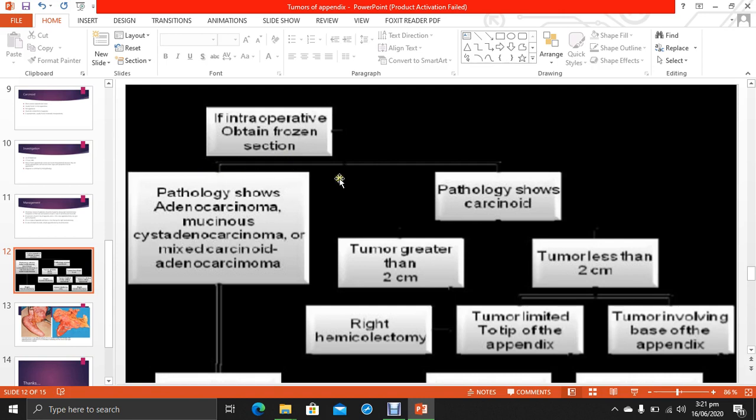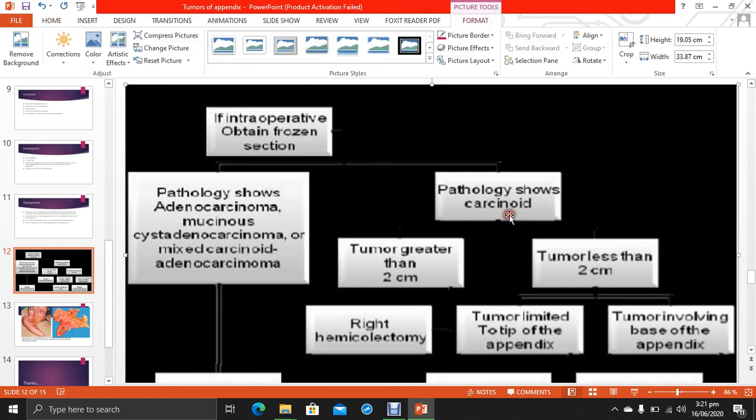If the pathology shows that this is an adenocarcinoma, mucinous carcinoma, cystadenocarcinoma, or mixed carcinoid tumor and adenocarcinoma, then straightforward right hemicolectomy. If the frozen section shows that this is a carcinoid tumor, there are two options.